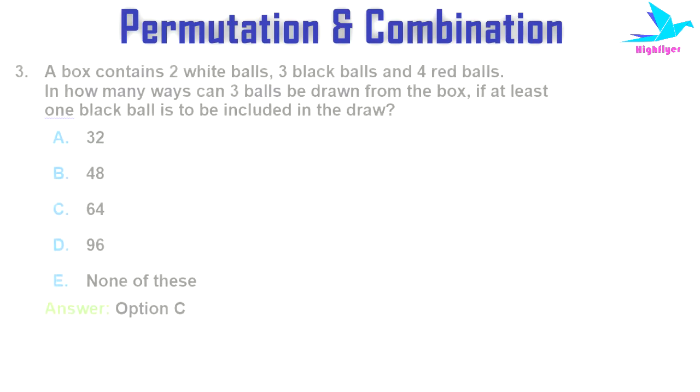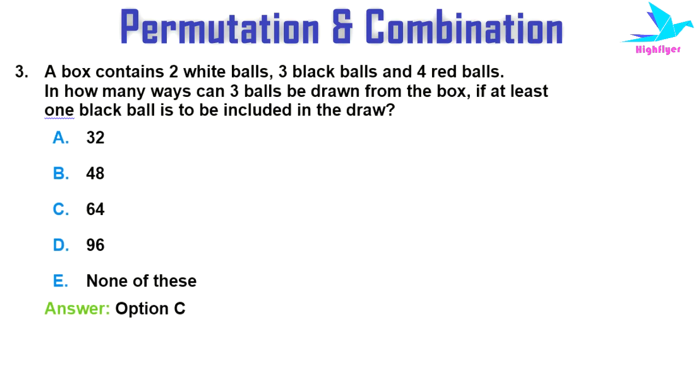Next question. A box contains 2 white balls, 3 black balls and 4 red balls. In how many ways can 3 balls be drawn from the box if at least 1 black ball is to be included in the draw? The options are 32, 48, 64 or 96. The right answer is option C, 64.